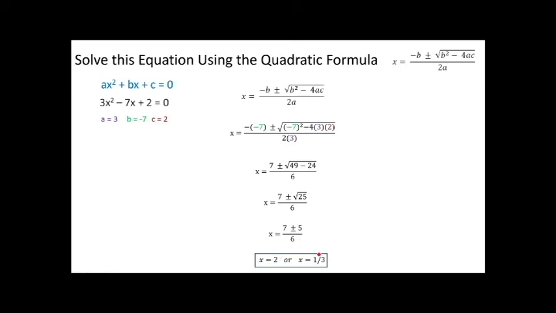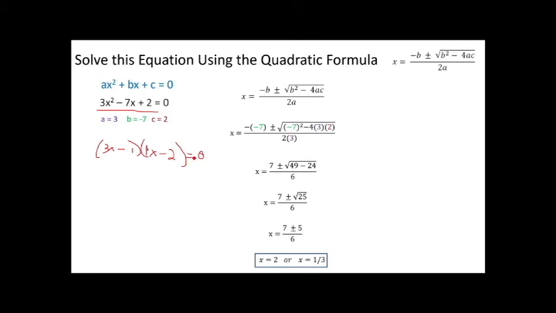This tells me, since these are both rational numbers, that this was actually factorable to begin with, which means if I had taken the time to try this using factoring, I would have gotten 3x and 1x. The signs are the same. They're both negative signs, minus and minus. And this has to be 2 and 1 or 1 and 2. I believe it's 1 and 2 equals 0.